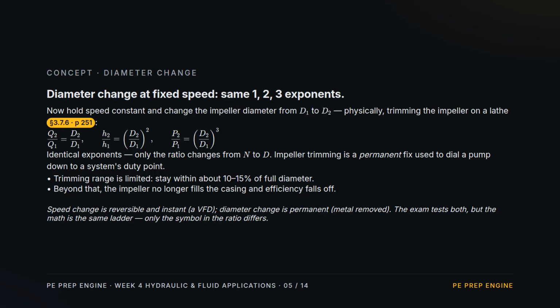The other lever. Change the impeller diameter at fixed speed, physically trimming it on a lathe. Same exponents. Flow first power, head squared, power cubed. Only the ratio changes to diameter. Trimming is a permanent fix to dial a pump down, but stay within about 10 to 15% of full diameter. Beyond that, the impeller no longer fills the casing, and efficiency falls off. So speed change is reversible and instant. Diameter change is permanent metal removal, but the math is the same ladder.